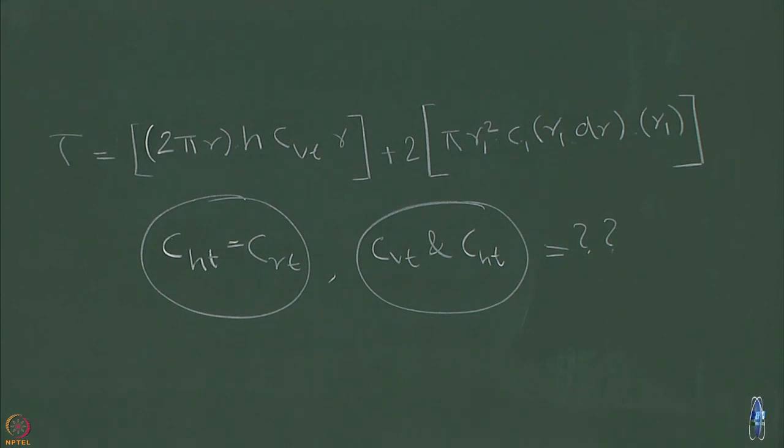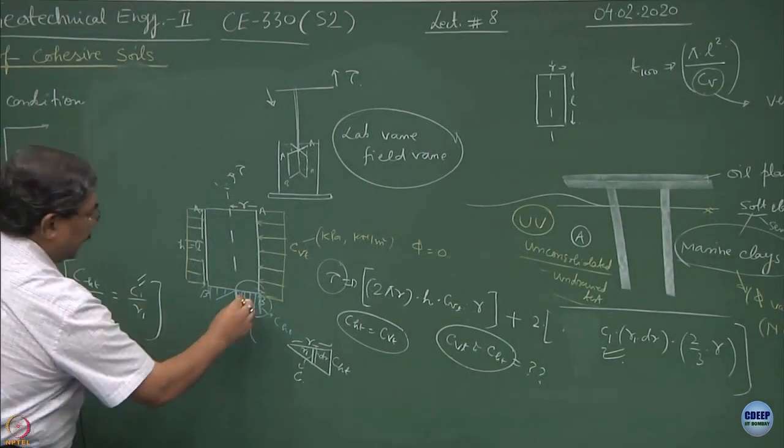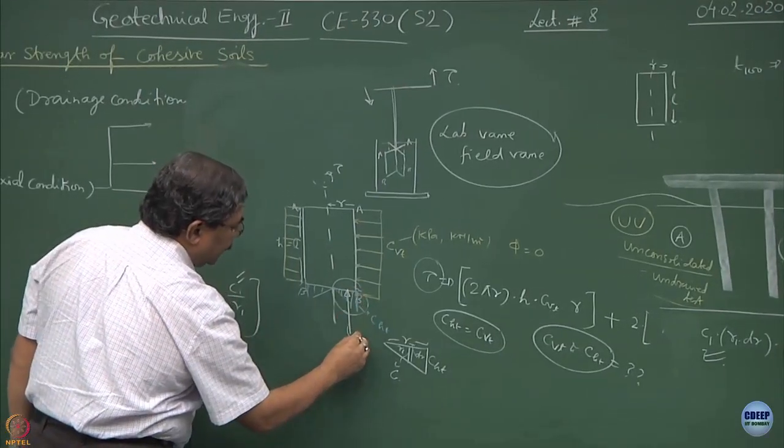What is the advantage of doing this type of test? You are realizing there are two unknowns, CVT and this will be C1, C1 is a function of CHT. So, CVT and CHT are unknowns, fine. This is surface area, oh you are right. So, this will be, I had written, is this correct now? So, this is the surface area R1 into dr at which C1 is acting, multiplied by 2R by 3. This is the point of application of the total C value, C1.